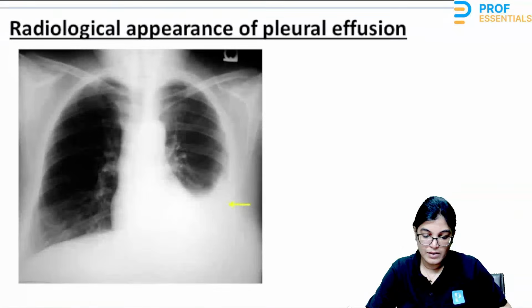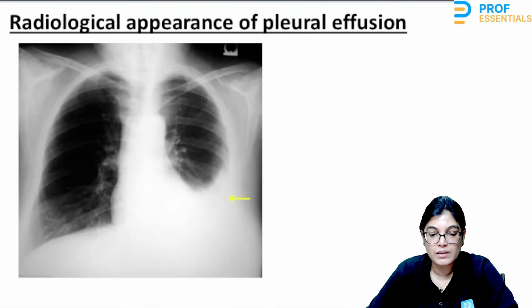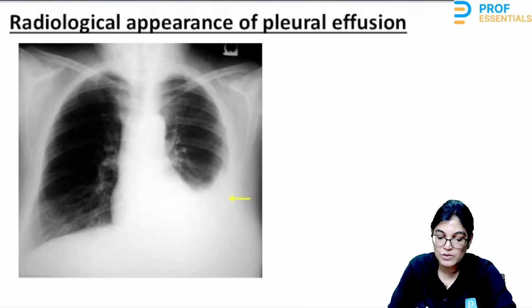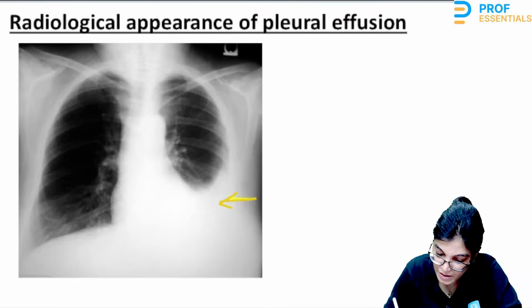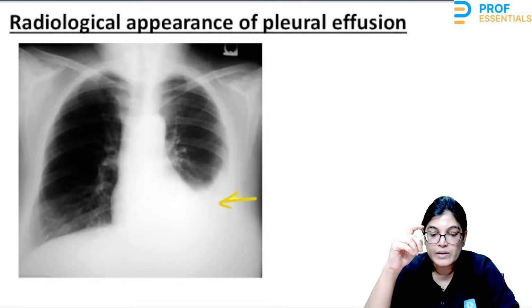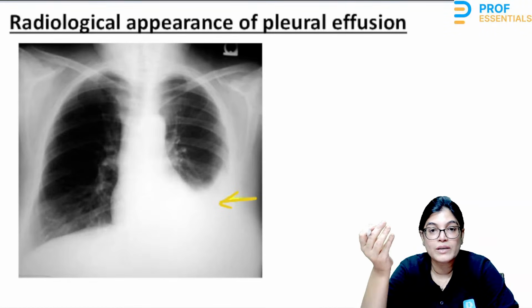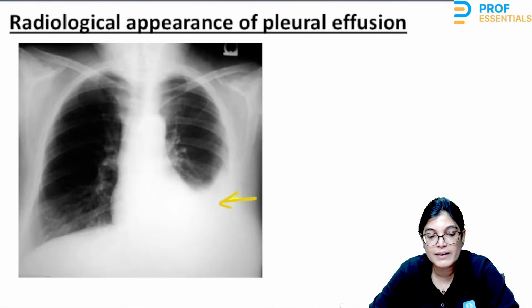Okay, so I just want to show you the space in the radiological image. In this radiological image you can see the yellow color line. Can you see the yellow color arrow, my dear? If you don't, I can highlight this. Can you see this yellow color arrow? This yellow line or arrow is showing you the costodiaphragmatic recess is actually obliterated. Here you can see the costodiaphragmatic recess is obliterated, and this is because of the pleural effusion.